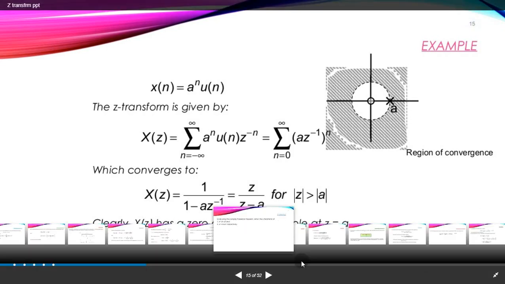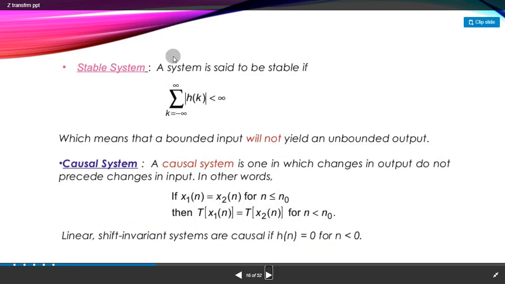Okay, so let's go to the next slide. As you already know, a system is said to be stable if this condition is satisfied: the sum over k from minus infinity to plus infinity of mod of h of k is less than infinity, which means that a bounded input will not yield an unbounded output. This is a simple basic definition of a stable system.